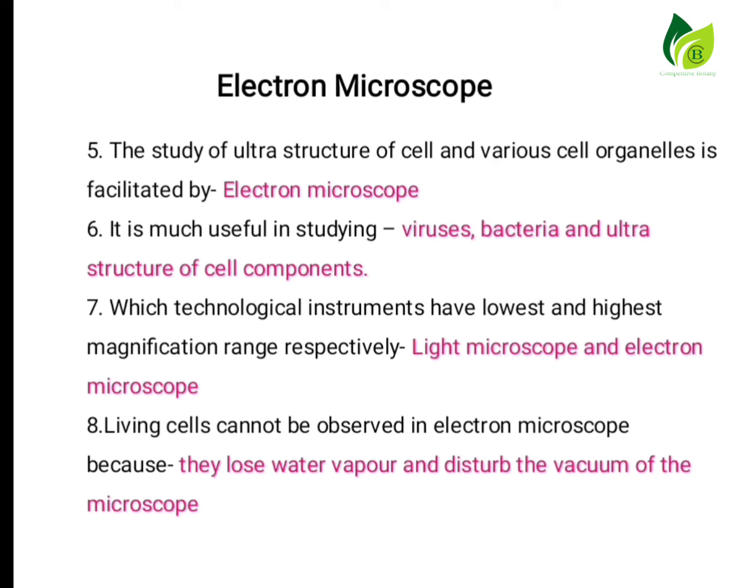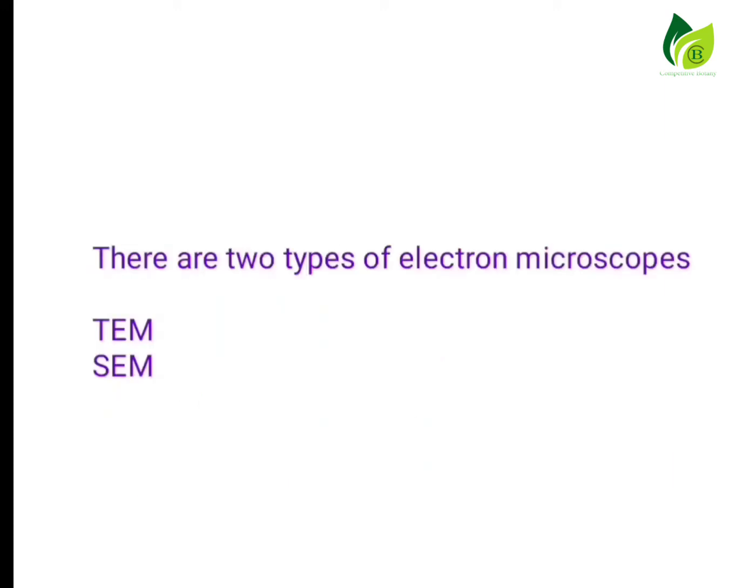Living cells cannot be observed in an electron microscope because living cells lose water vapor and disturb the vacuum of the microscope. Hence they cannot be observed in an electron microscope. There are two types of electron microscopes, namely TEM and SEM. TEM is nothing but transmission electron microscope. SEM is nothing but scanning electron microscope.